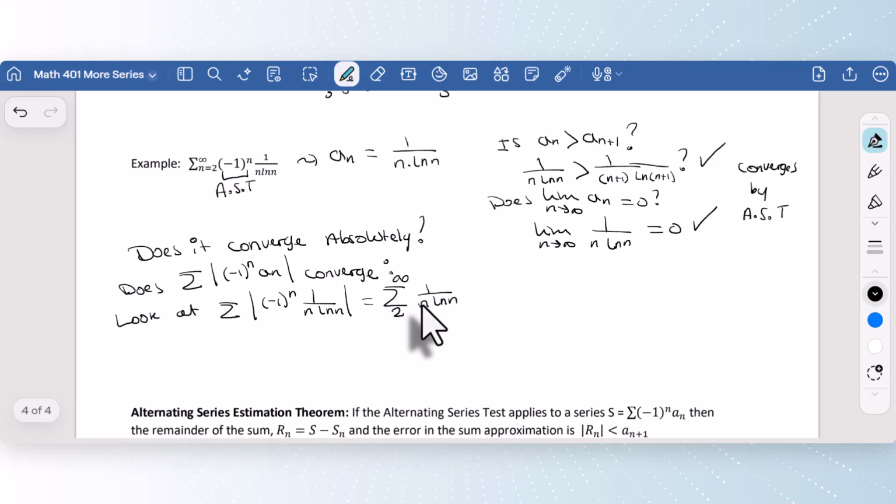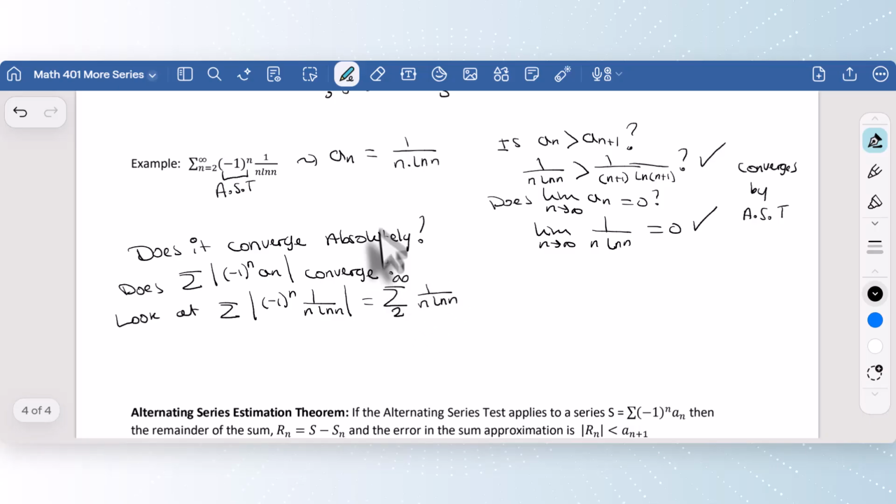So now what do we do with that? Now it's no longer alternating, so we have to use a different test. We already know the limit goes to 0, so the divergence test doesn't work. It's not geometric, and it's not a p-series, because it's not just 1 over n to the p. We have that ln of n there. But I do have an n, so I could try to compare it. So I could use the comparison test. I could also notice that 1 over n is the derivative of natural log n, so here I could use the integral test.